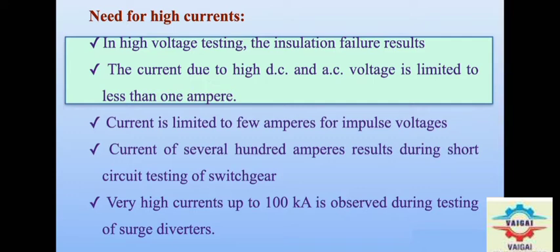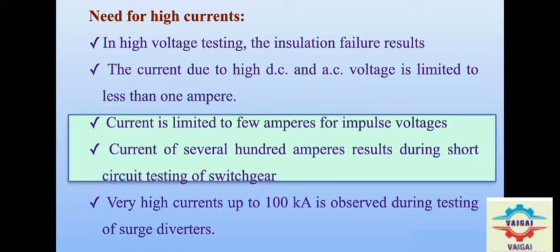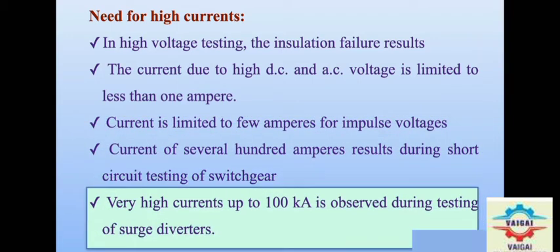Current is limited to a few amperes for impulse voltage. For general voltage, current is limited to 1 ampere, but for impulse voltage, current is limited to a few amperes. Then currents of several hundred amperes result during short circuit testing of switchgear. Then very high currents up to 100 kiloampere are observed during testing of surge diverters. So we have to generate high currents.